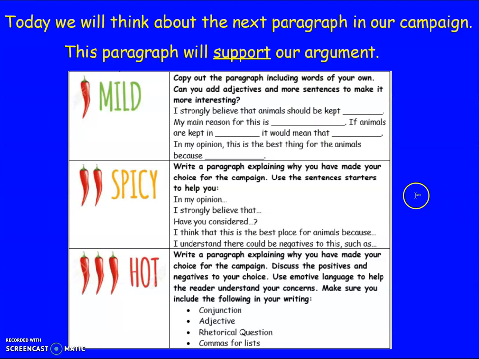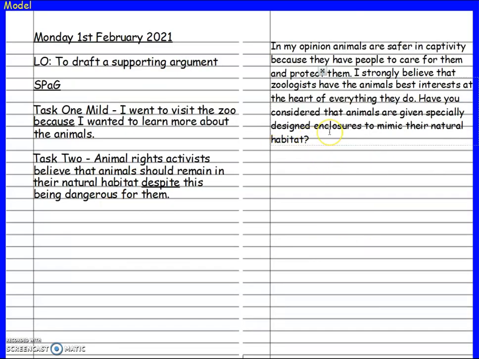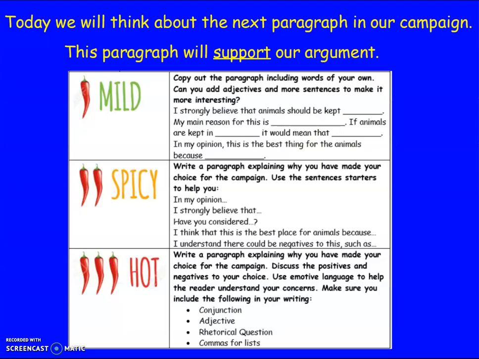Okay, let's go back to look at the next sentence starter. I think that this is the best place for animals because. I think that this is the best place for animals because they have medical care available if they need it, because they've got the vets and the zookeepers in the zoos to look after them. Okay, so I'm going to go back and have a look at my next sentence starter.